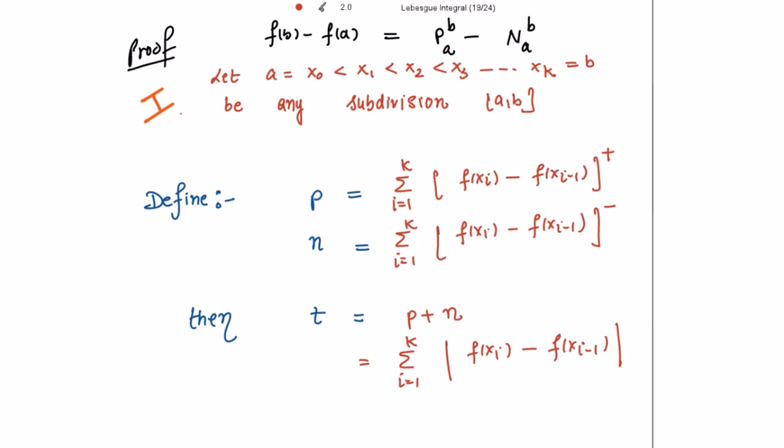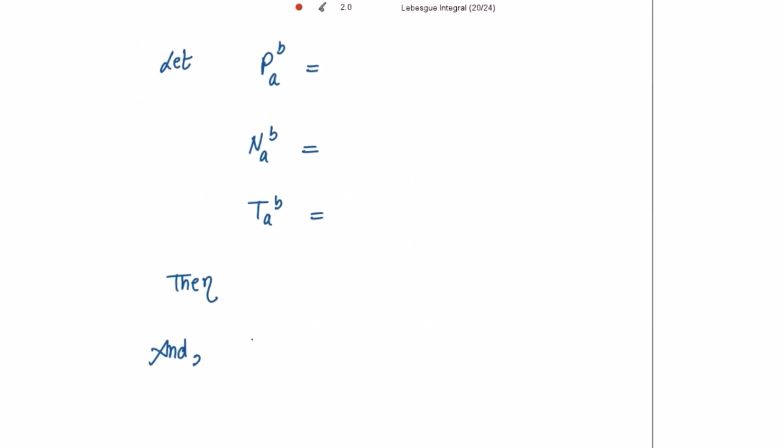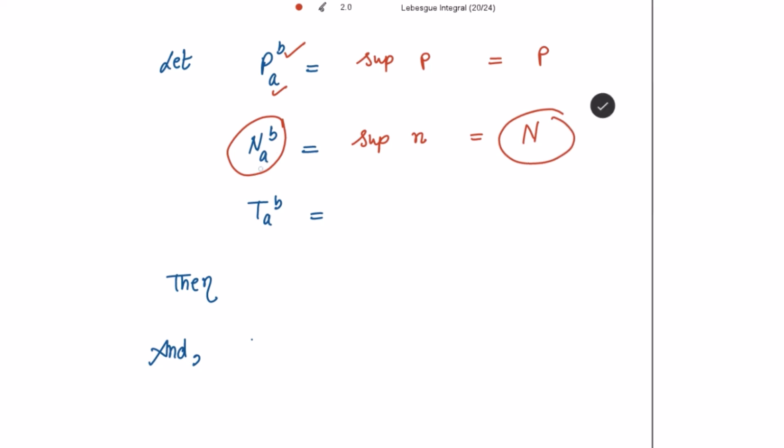Very fine. To get capital P, we take the supremum of small p. So that is your capital P, the positive variation of f over the closed interval [a, b]. To get capital N, we take the supremum of small n. So that is capital N. Please don't confuse, this is one and the same thing. This ab represents that f is over the closed interval [a, b]. And then capital T can be taken as the supremum of small t.